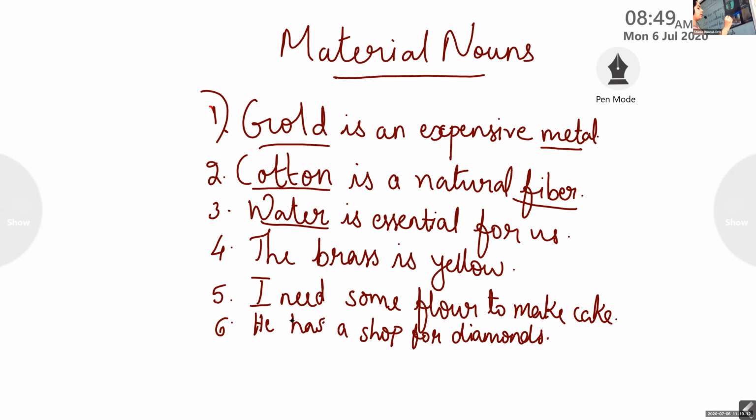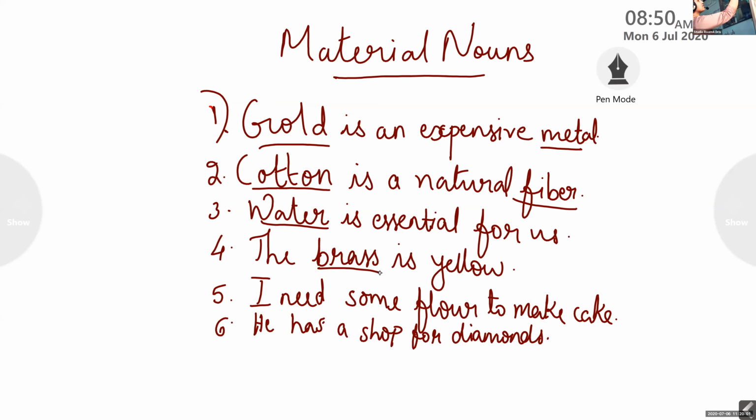Now, Anupama, can you read the fourth? The brass is yellow. Do you know what brass is? No, ma'am. You have lanterns at home, which we use to light in the evening. What is a lantern? Find it out. Today, for you, this is a work. Find the meaning of lantern. And that is made of brass. The Hindus used to light up lanterns in the evenings.